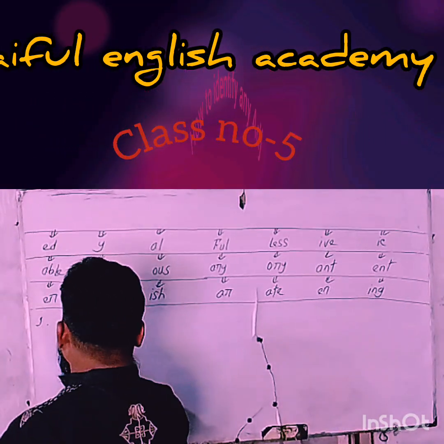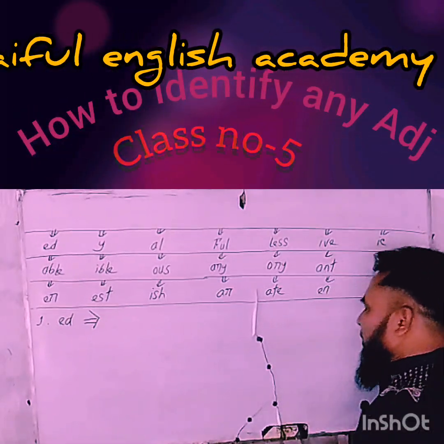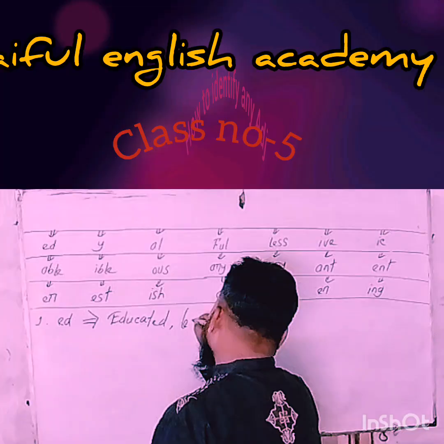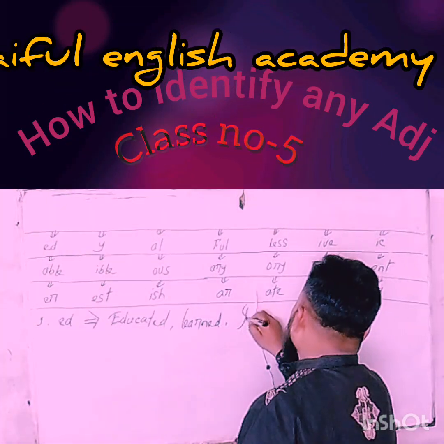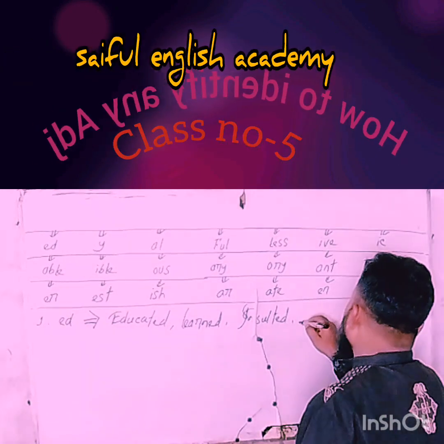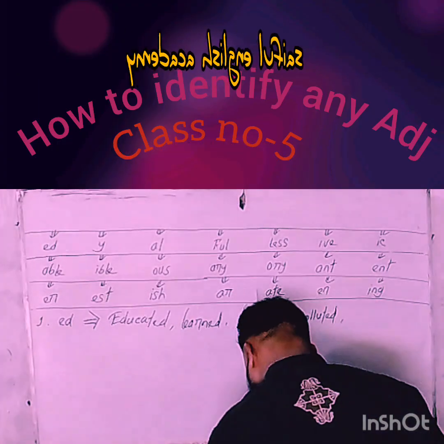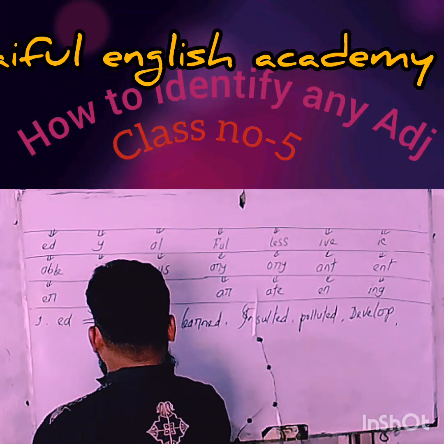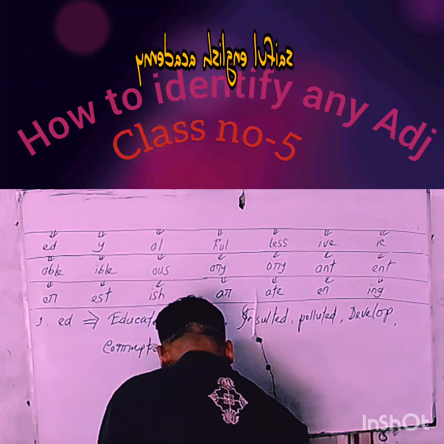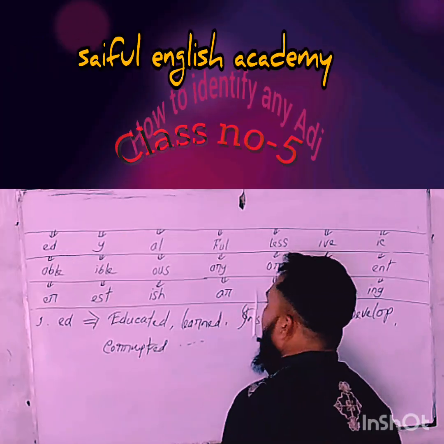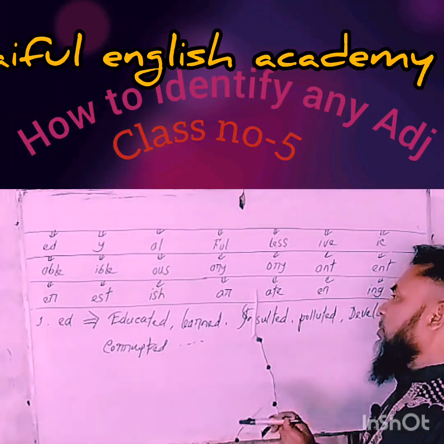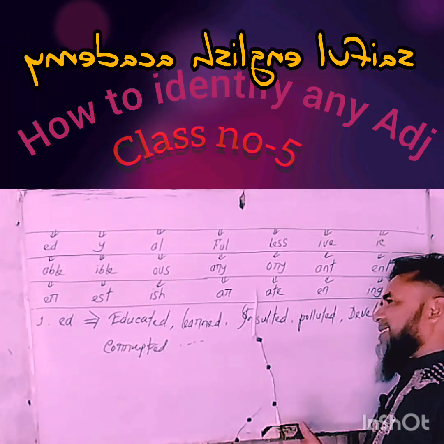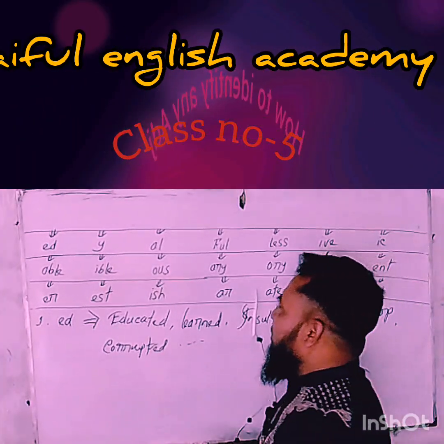Now, think about the first suffix, ed. For example, we can say educated, learned, insulted, polluted, developed, corrupted, etc. My dear learners, I suggest that if you notice this suffix in any word, you have to keep in mind that such kinds of words are, of course, adjectives. You can try this yourself, so that you understand clearly.